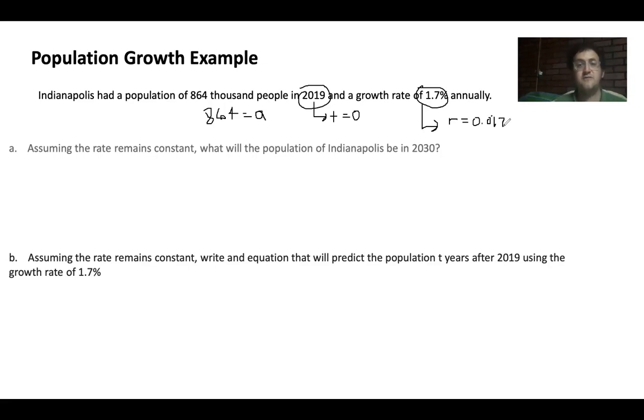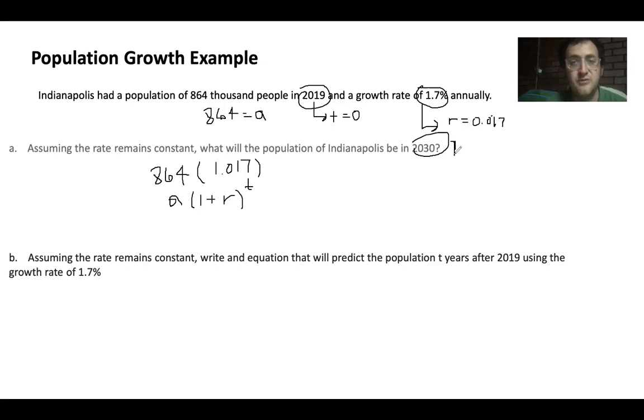And it says, assuming the rate will be constant, what is the population of Indianapolis going to be in the year 2030? So we will say that the population is going to be 864, which is our A, times 1 plus R to the T. So 1 plus R is going to be 1.017. And the T is going to be, let's see, 2030 means that your T is 11 years after 2019. So we're going to do 11.